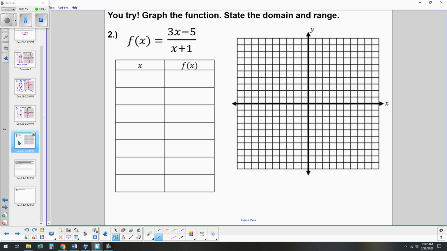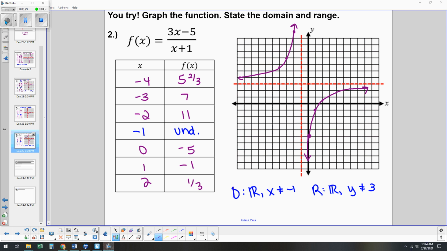All right, you go ahead and try this second one, pause it, and I will show you the answer. It's okay if it goes off the graph. All right, here's our second one. Negative 1 would make the denominator 0, so x equals negative 1 is our vertical asymptote. 3 over 1 is 3, so y equals 3 is our horizontal asymptote. So the domain is x cannot equal negative 1, and the range is y cannot equal 3.